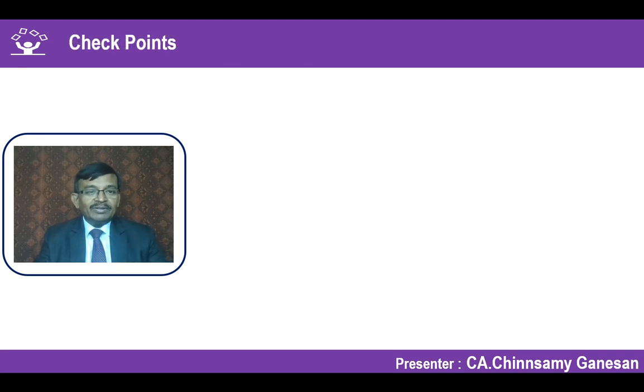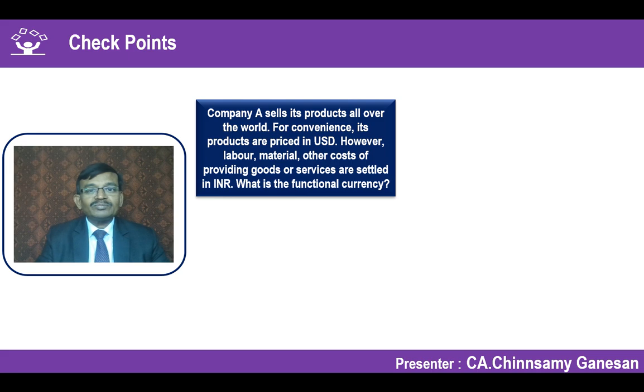Let us take an example to understand the concept of primary indicators. Here I am saying the entity sells all over the world, but the products are, for convenience's sake, priced in US dollar. However, labor, material, and other costs are settled in INR. What is the functional currency? So let us first try. What are the three elements? What is the currency in which the majority of my sale prices for goods and services are determined and settled? Can I apply that principle here?